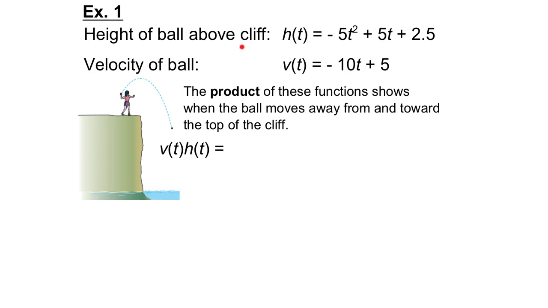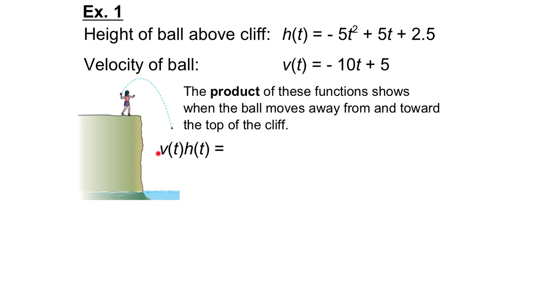The height of a ball above the cliff has this function, h of t, height as a function of time. This is the function. The velocity of the ball. Velocity is kind of the same as speed. Let's just think of it as the speed. The velocity as a function of time has this function. The product of these functions shows when the ball moves away from and toward the top of the cliff.